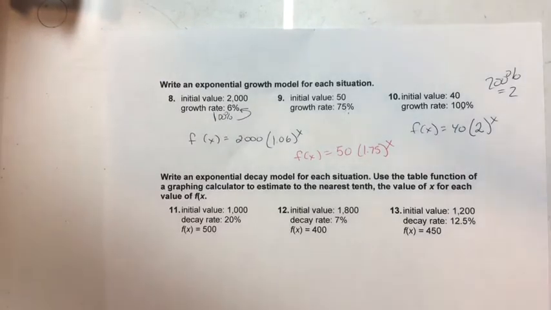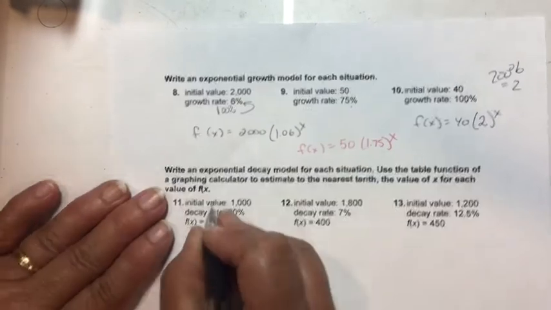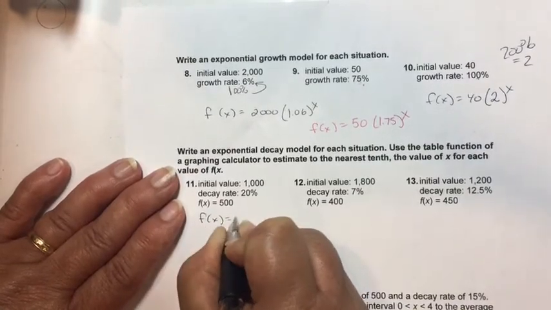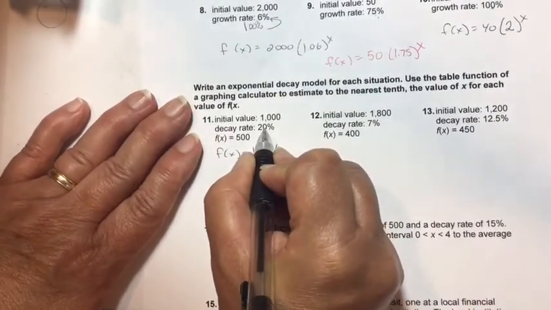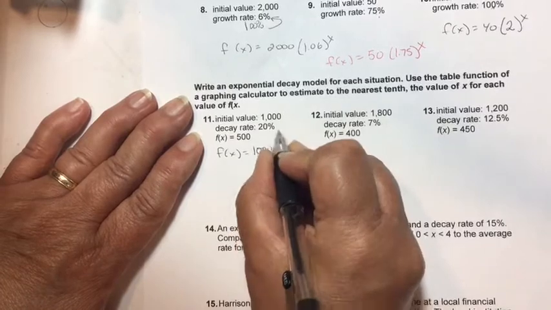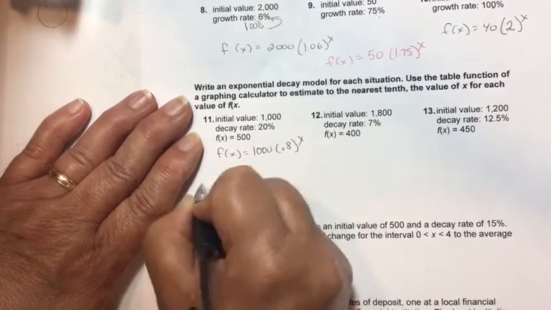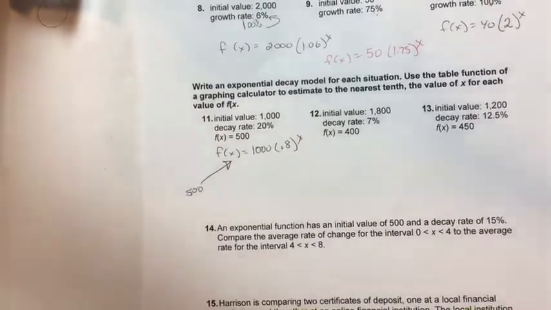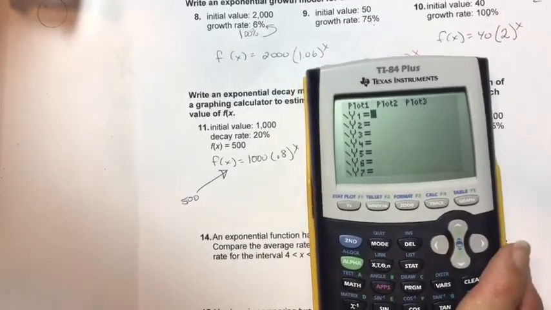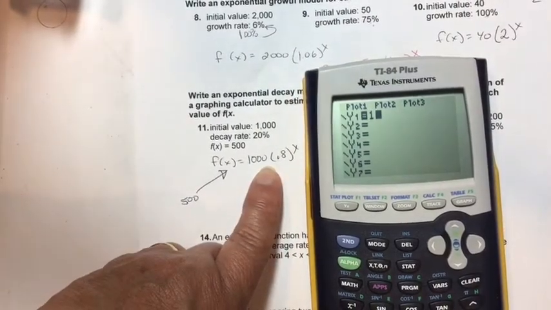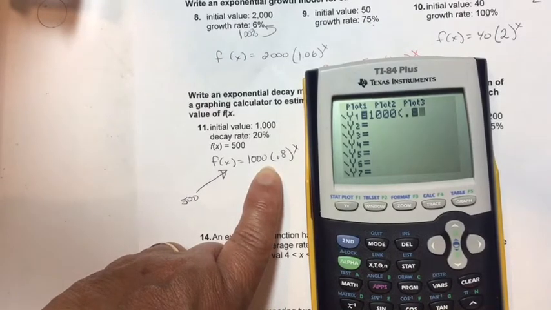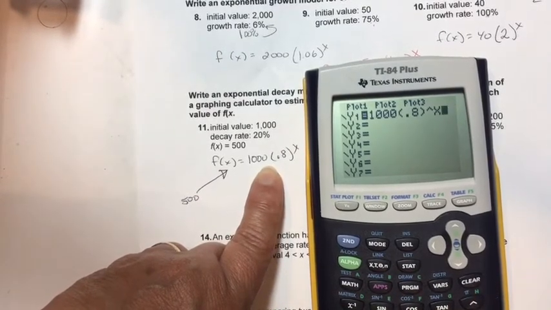Okay, now these are the ones where you want to write the function and then put them into the calculator to get the approximation. So this would have an initial value of 1,000. Now it decays by 20%. So 100% take away 20% is 80% or 0.80. Now I want to know where that answer is 500. So recall, you're just going to simply go into your calculator and enter in your equation. 1,000 parentheses 0.8 raised to the x power.